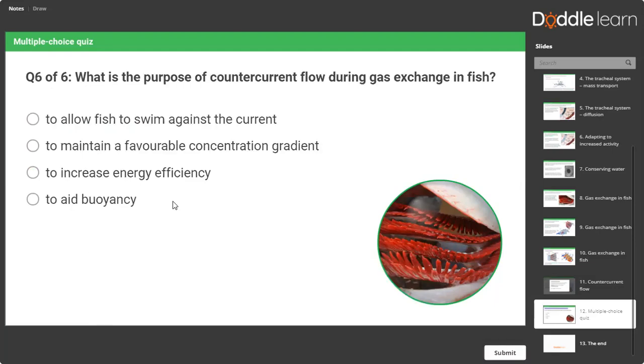What is the purpose of countercurrent flow during gas exchange in fish? It's not to allow fish to swim against the current, it's to maintain a favourable concentration gradient.